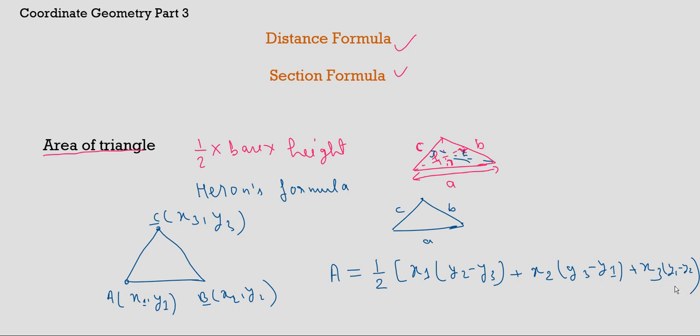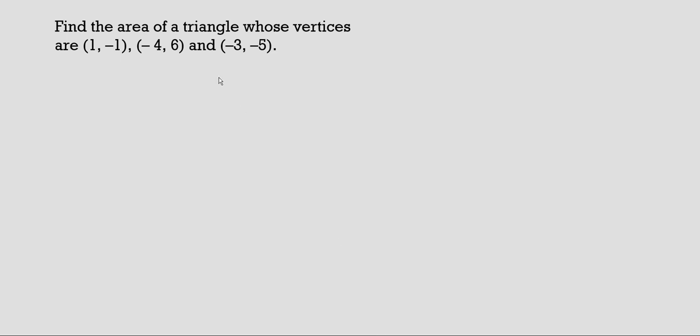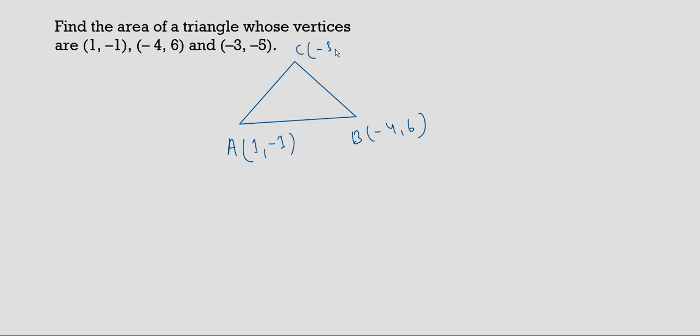Let us quickly solve a question based on this formula. The question is: find the area of the triangle whose vertices are (1, minus 1), (minus 4, 6) and (minus 3, minus 5). Let me draw a triangle. I don't know how this triangle will look, maybe similar to this one.